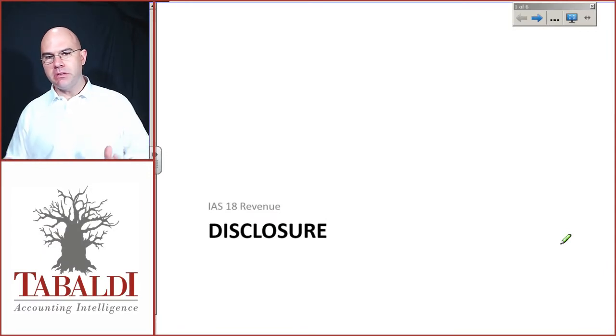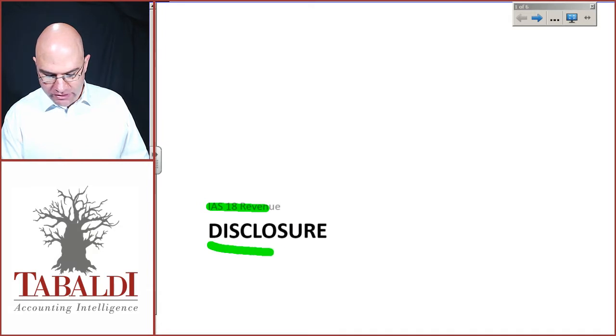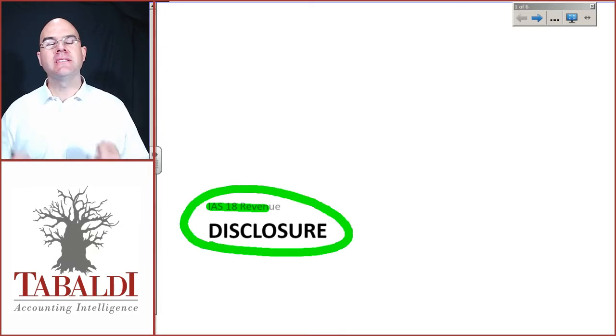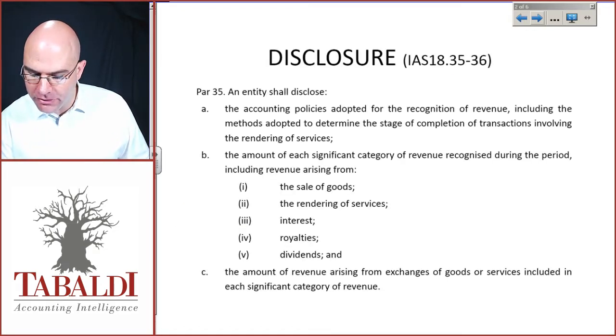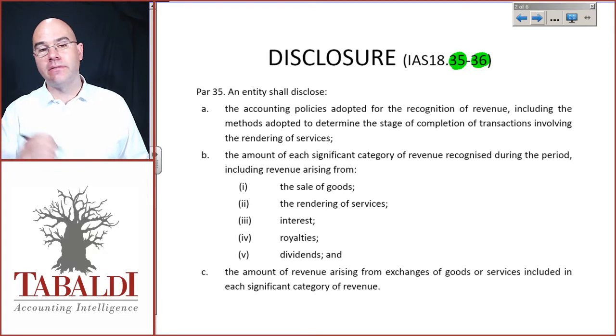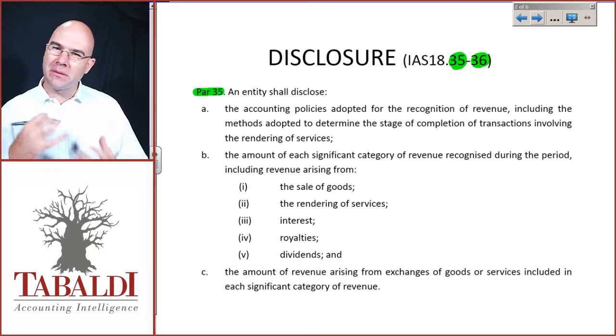Okay, again, we're going to be doing a little bit of theory. IAS 18, as with all standards, has some very specific paragraphs towards disclosure. So when I'm discussing disclosure, I will be referring to paragraphs 35 and 36 of IAS 18. Paragraph 35 is really where the meat is at.